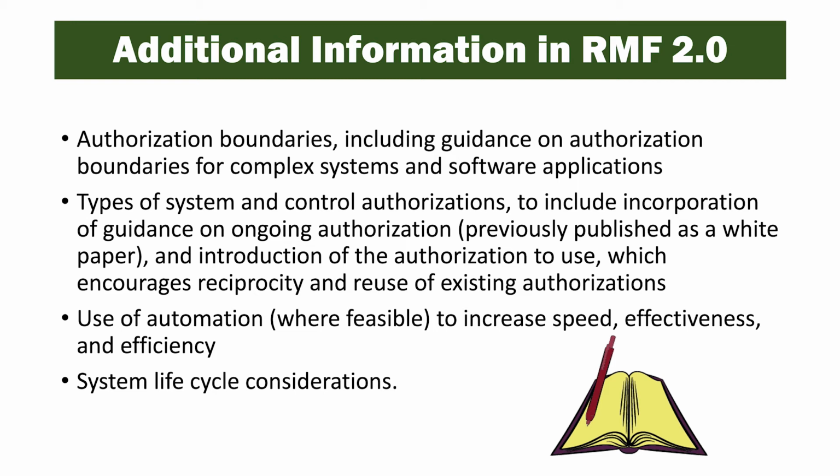RMF 2.0 also has types of system and control authorizations, to include incorporation of guidance about ongoing authorization, which was previously published as a white paper, and the introduction of authorization to use, which encourages reciprocity and reuse of existing authorizations. And authorization to use, we see that a lot with the implementation of FedRAMP or cloud-based systems. The use of automation, where feasible, is also stressed to increase speed, effectiveness, and efficiency.